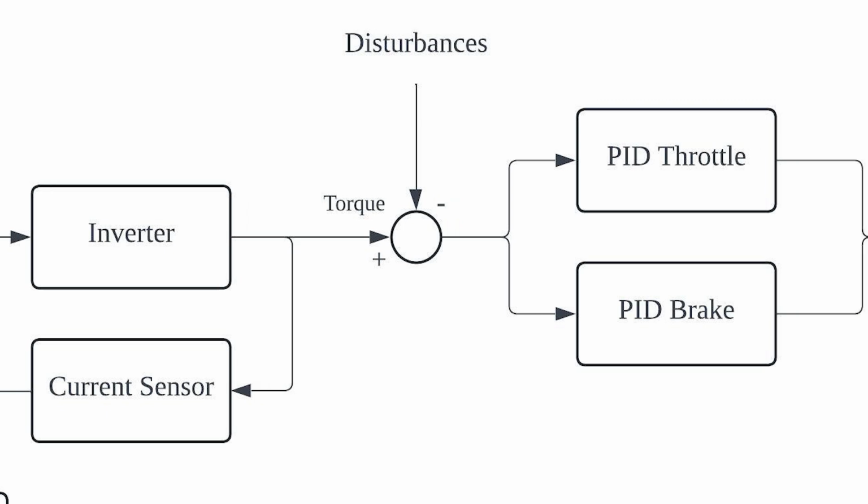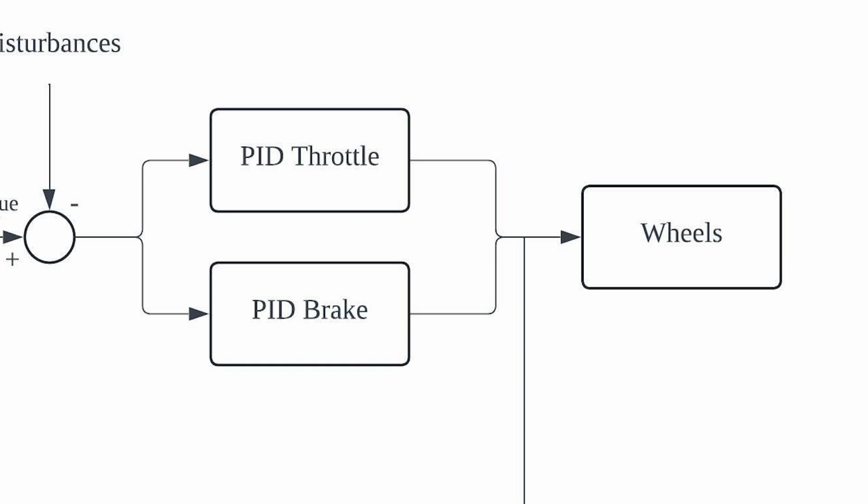The process signal is then sent to the actuator, which includes the PID throttle and PID brake. Depending on the situation, either the throttle or brake is activated.